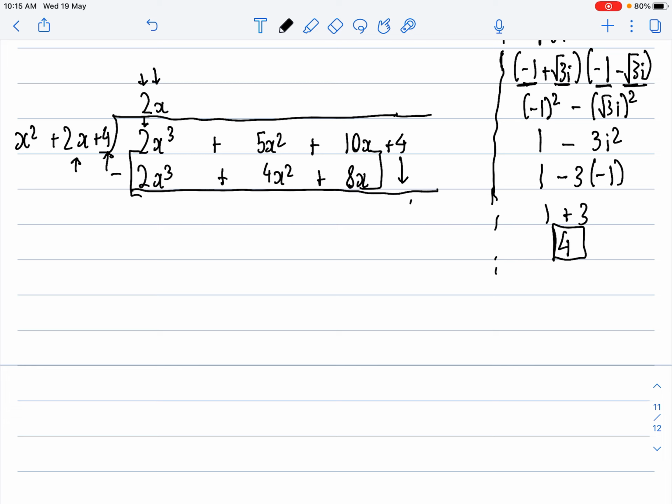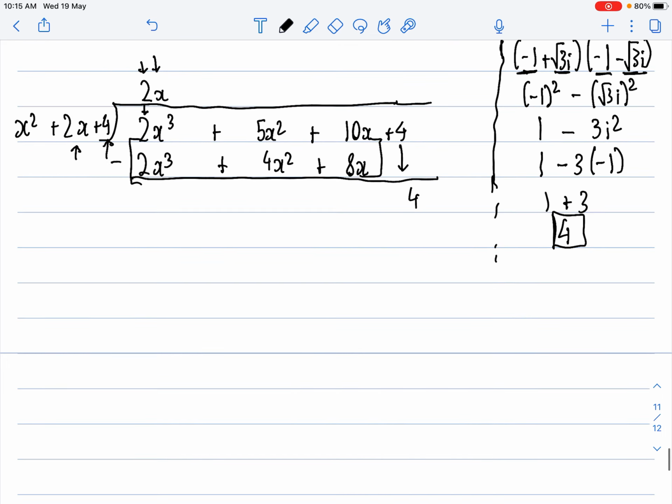Got it? So now I can multiply this full thing by negative. I can take this 4 down here. Now when I take negative inside, I know this will get cancelled. I'll get x square here, because 5x square minus 4x square will give me x square, and 10x minus 8x will give me 2x.